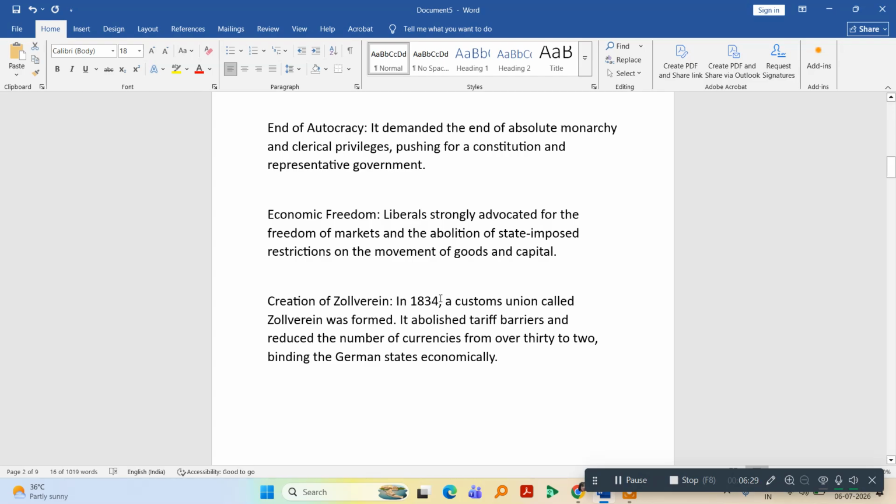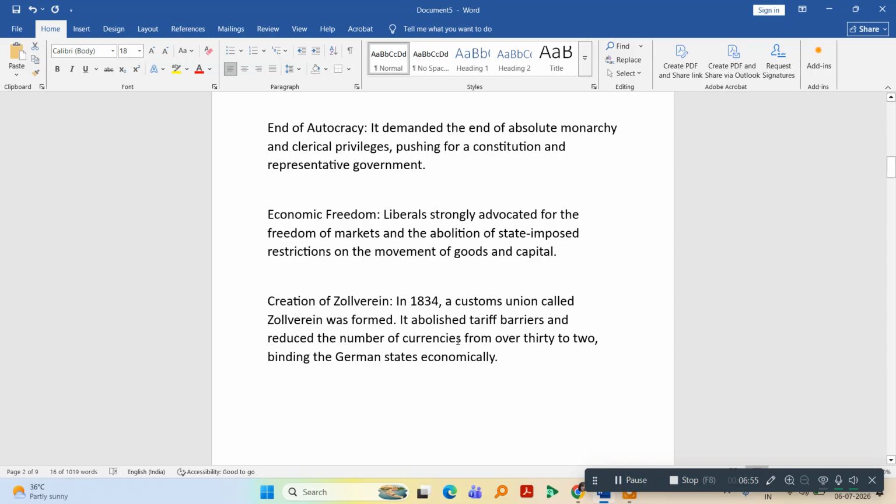Be thorough with the dates. When you learn the dates, make sure that you learn them accurately. You write down the dates. If you write the wrong dates, you're likely to lose half a mark. Be very careful with the dates. In 1834, a customs union called Zollverein was formed. It abolished tariff barriers and reduced the number of currencies.